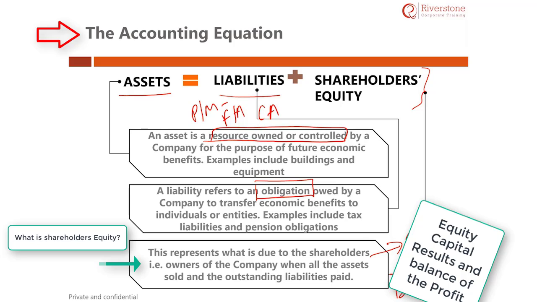Again, let me repeat, the assets should be equal to the liabilities plus shareholders' equity. If it is not matching, then there is some problem in the balance sheet, which we need to find and understand.